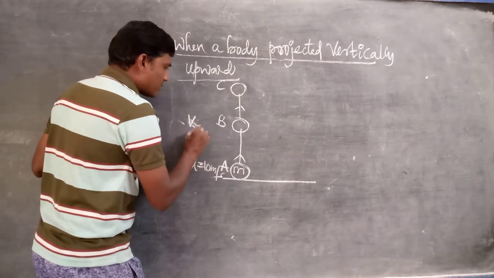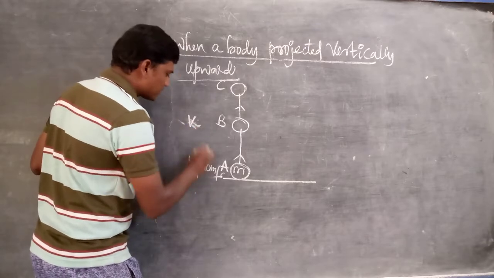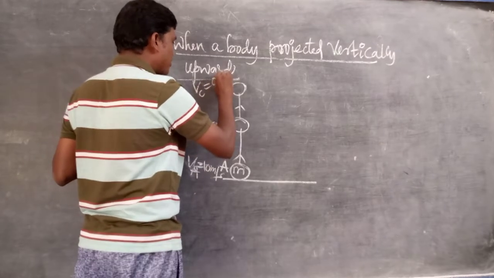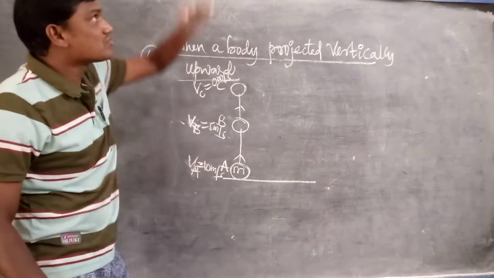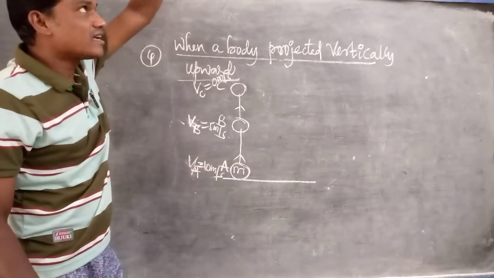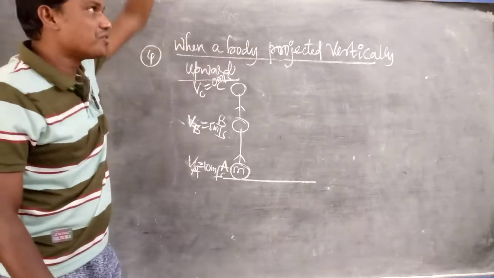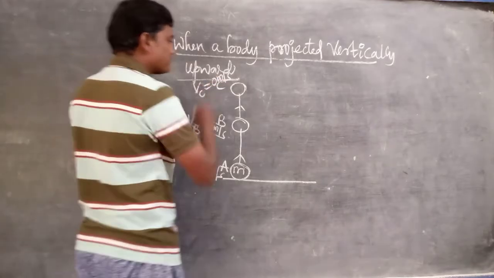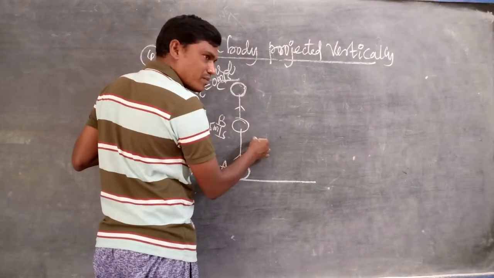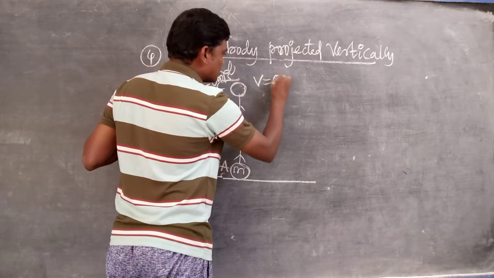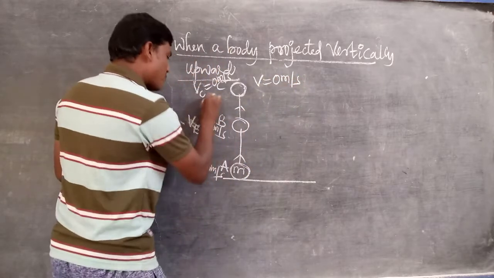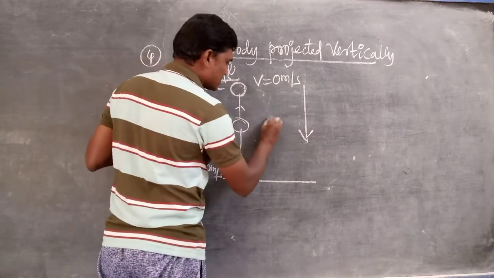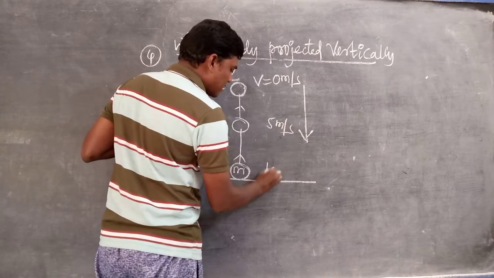Next, consider this as V of A. V of B is 5 meters per second. V of C is equal to 0 meters per second, because after reaching a certain height, called the maximum height, the final velocity is 0. Then the body comes downward due to the earth's attractional force. From this point, as the body moves downward, velocity is 0 meters per second. This is the upward direction, this is the downward direction. 0, next 5 meters per second, next 10 meters per second.